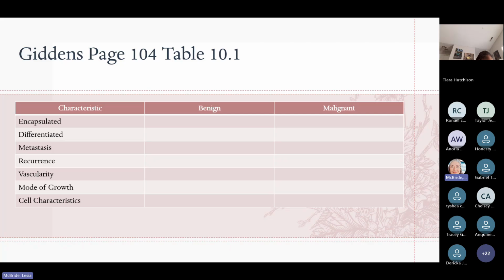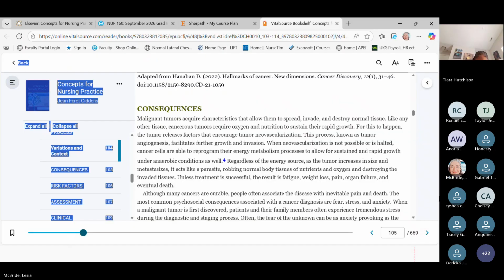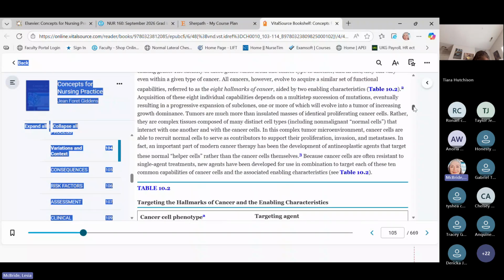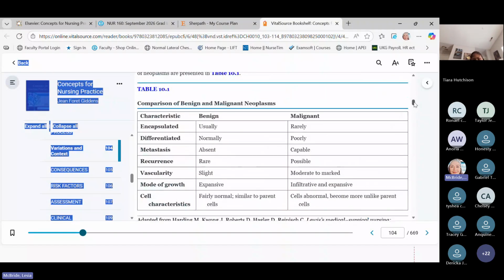Okay. This is a table that's directly from Giddens, page 104, table 10.1 from your reading. I did have this pulled up. Let me see if I can get there. This is Giddens here. So if we go into Giddens and we go to this particular table, it's right here. And it basically shows the comparison of benign and malignant neoplasms.